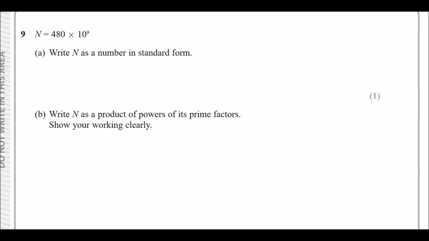Alright, number 9. Let's do this. So it tells us that we got n equals 480 times 10 to the power of 9. Now they want us to write this figure here as a number in standard form. Now this does kind of look like it's in standard form in a way.